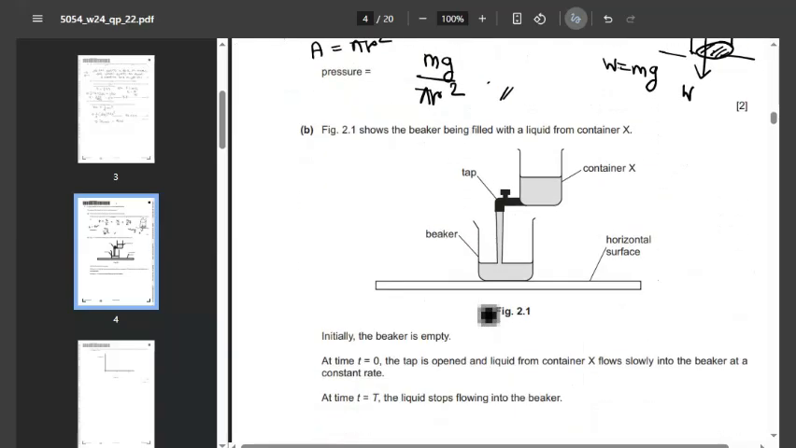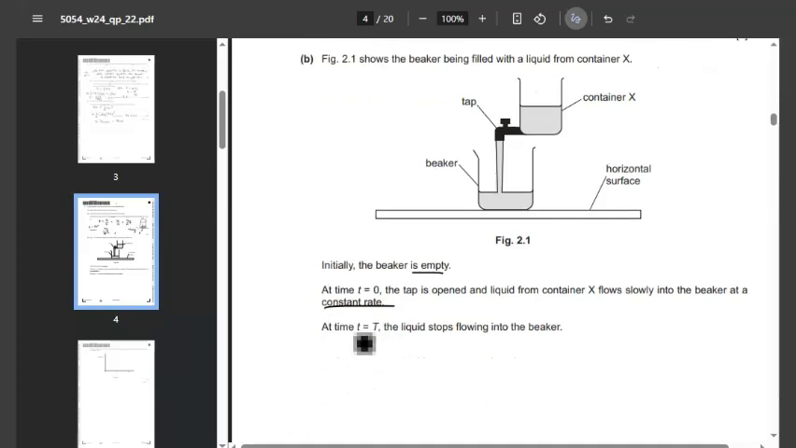Okay. Question B. Figure 2.1 shows the beaker being filled with a liquid from container X. Initially the beaker is empty. At time t is equal to 0, the tap is opened and liquid from container X flows slowly into the beaker at a constant rate. At time t is equal to capital T, the liquid stops flowing into the beaker.